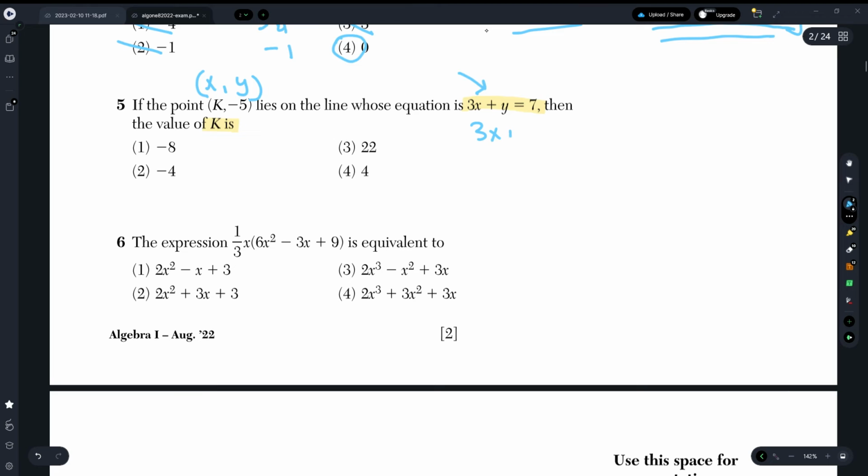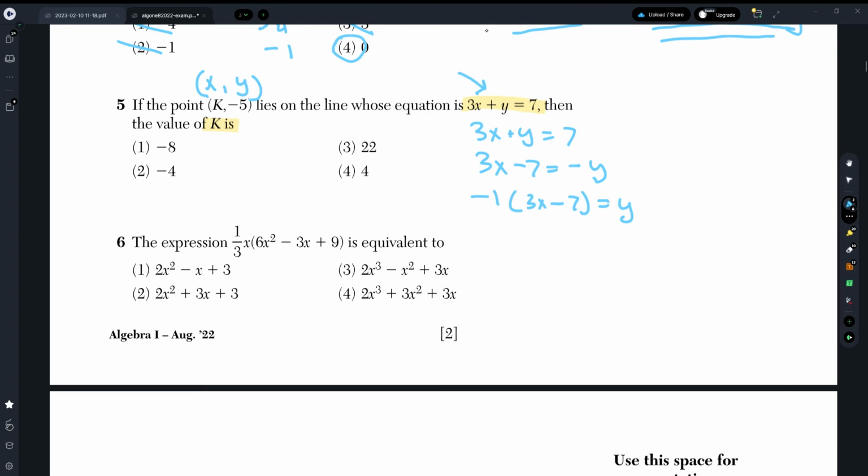So we have 3x plus y is equal to 7. I'd put this in terms of y. We have 3x minus 7 is equal to -y. Multiplying by -1, 3x minus 7 is equal to y. Great. So right here, they gave you a y, so we're going to plug that y value into our function. And instead of saying x, we're just going to say k, and we're just going to solve for k.